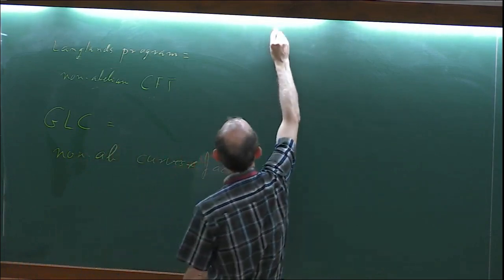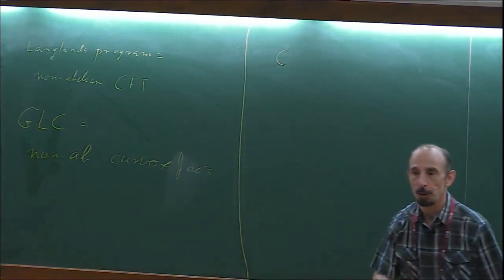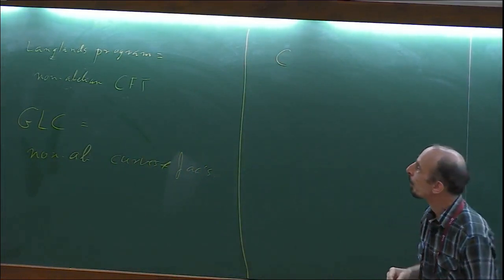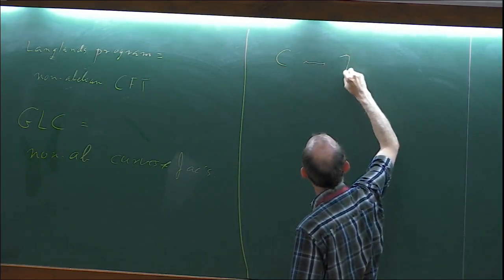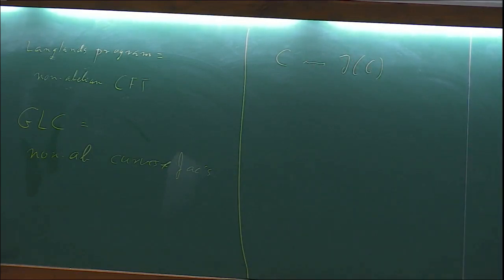Let's start by talking about Riemann surfaces. So C is going to be a Riemann surface, compact, smooth, curved, genus G. And to it, we associate the Jacobian, J of C.